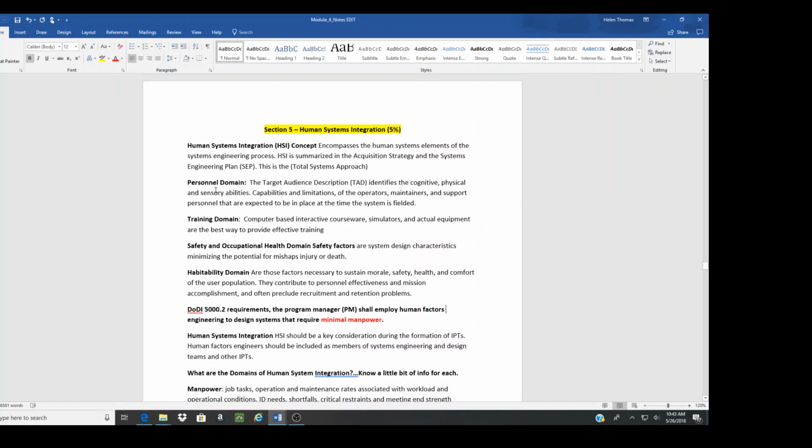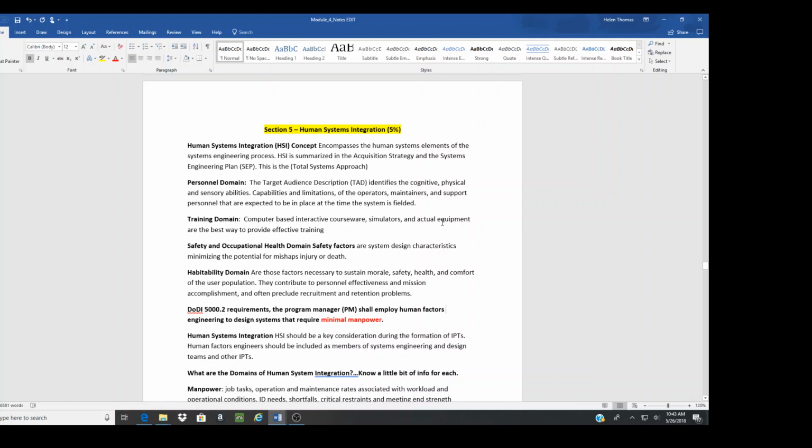So the personnel domain is telling you now what they need to have. The targeted audience to work on these types of systems identifies how they need to think, the cognitive, physical, and sensory abilities. What knowledge, skills, and abilities do these personnel who work on this system need to have? Capabilities and limitations of the operators, maintainers, the supporters, and support personnel that are expected to be in place at the time the system is fielded.